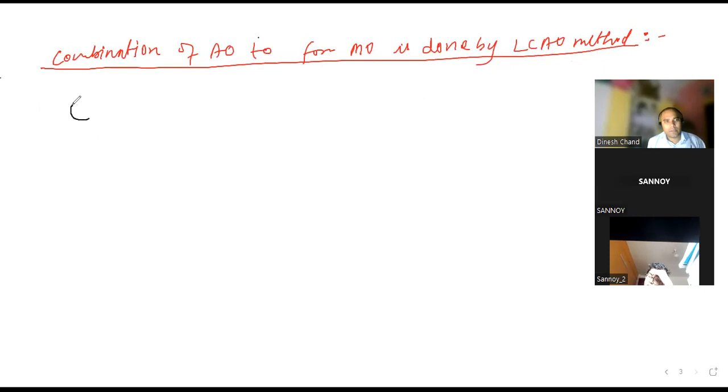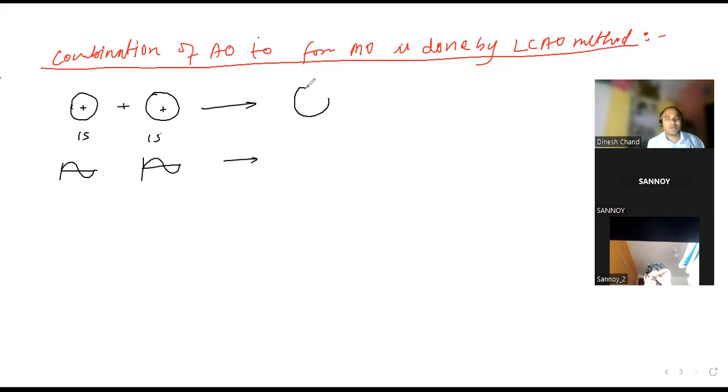Suppose this one has the plus spin, and another orbital, an S orbital, is also having the plus spin. This is 1s. So these both are going to be in phase, because they have the same spin. So they are going to combine and form the molecular orbital by overlapping. After overlapping, what is the shape going to be? Let me draw it like that. This is the bonding molecular orbital, or it is represented differently in some other books.